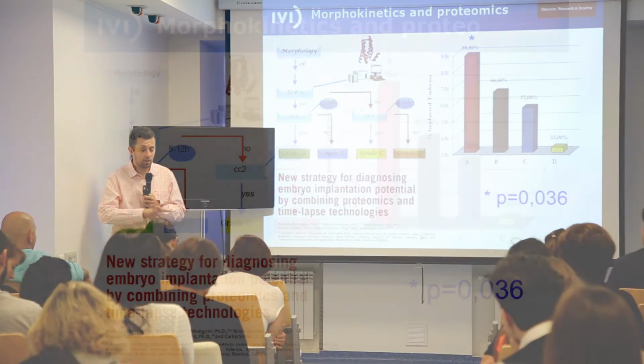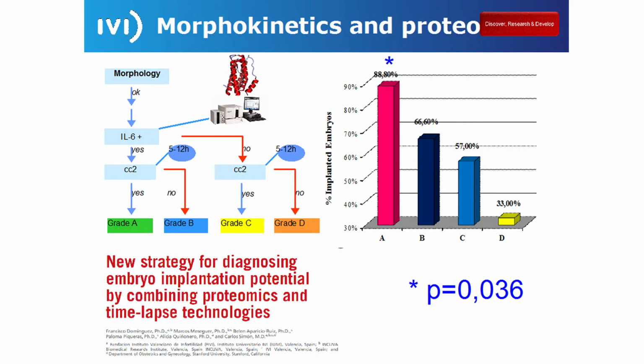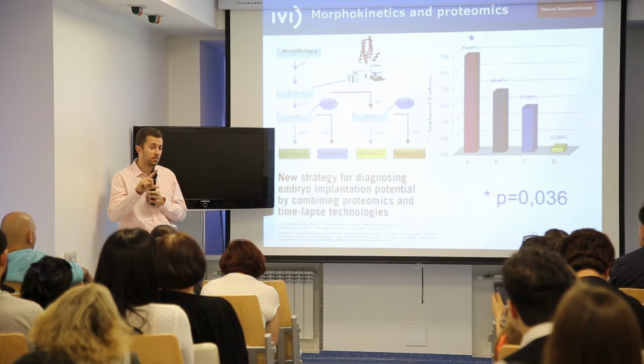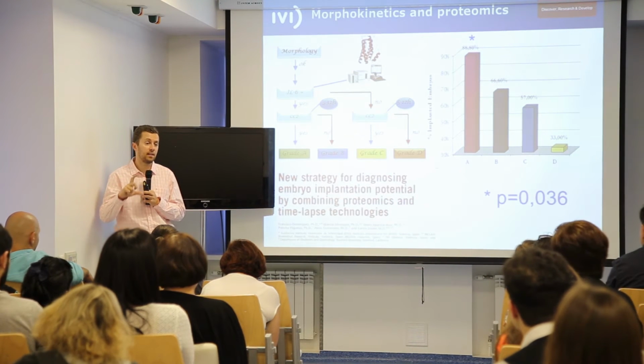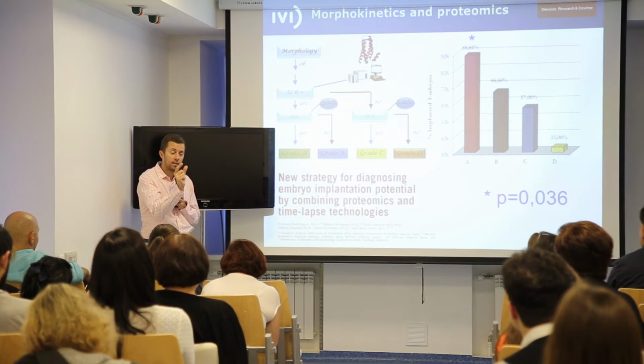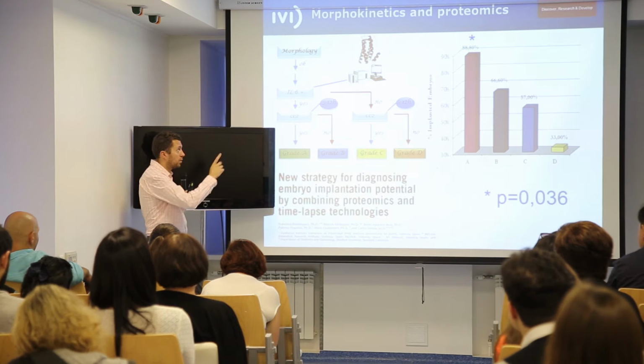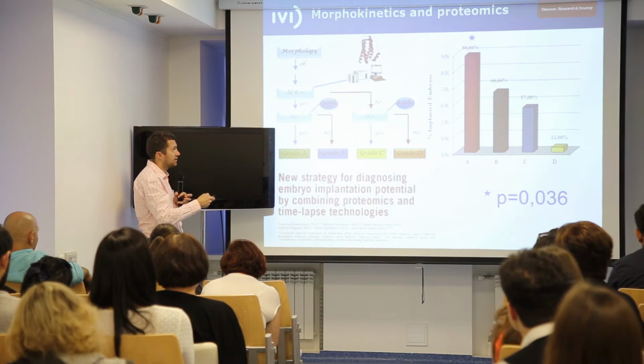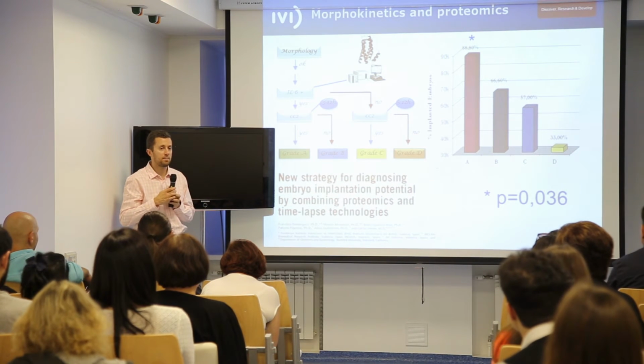We just use a proteomic profile, analyzing around 10, 12 proteins that were detectable in the media. We realized that, for example, the presence of interleukin 6 was slightly higher in the embryos that implanted, and the combination of this with the right duration of the cell cycle was detecting embryos with a nice implantation potential of around 90%.